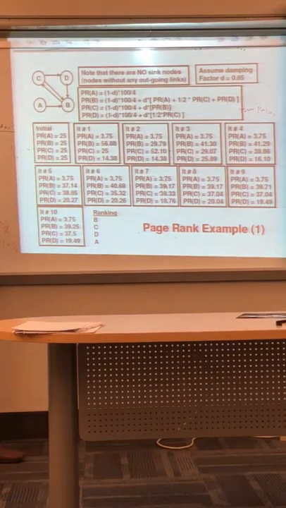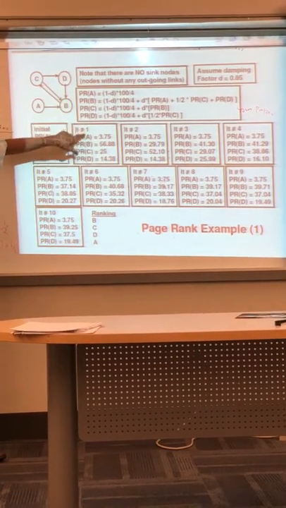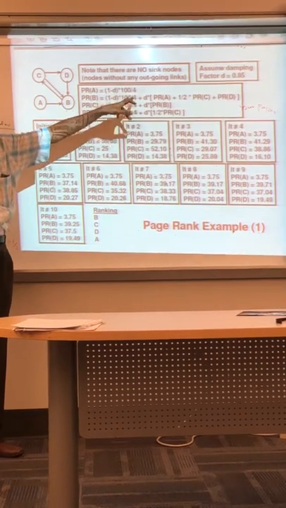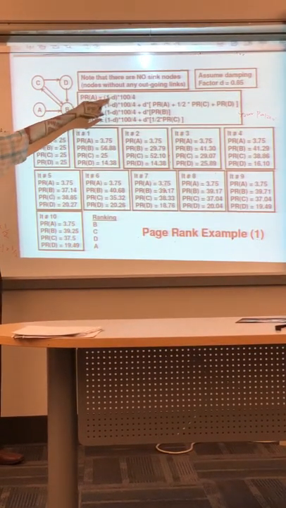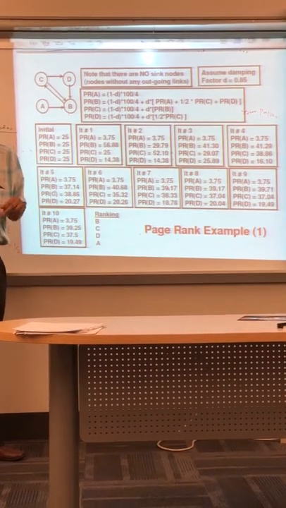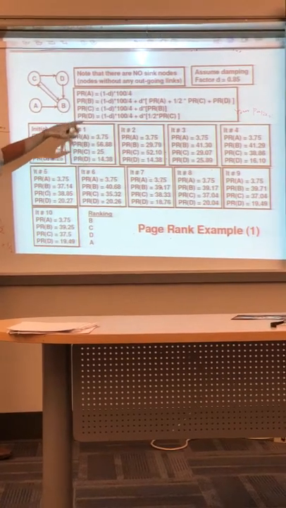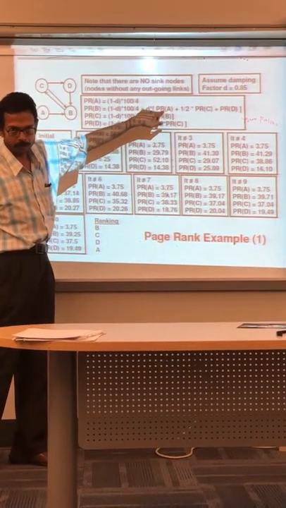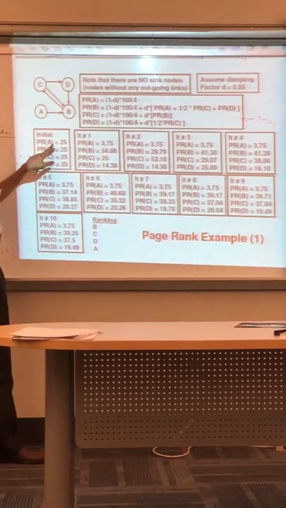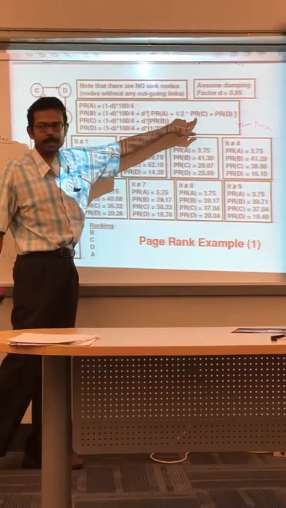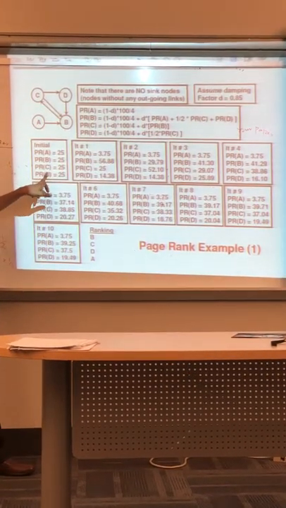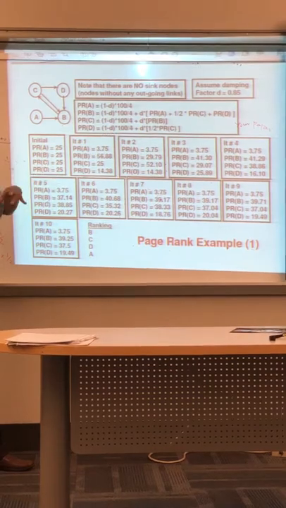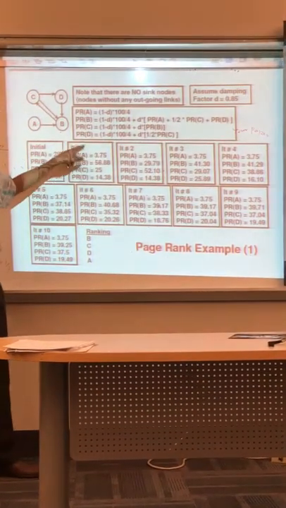So for the first iteration here, the PageRank of A doesn't really depend on any vertex. It is just 1 minus D times 100 over 4, and D is 0.85. So it is 0.15 times 25, which comes out to be 3.75. Then for B, again 0.15 times 25 plus the PageRank of A. What value would you use here? From the previous iteration, which is the initial condition. So 25, plus half times the PageRank of C, which is 25 again, plus 25 for D. You have to use values from the previous iteration to compute all the new values.